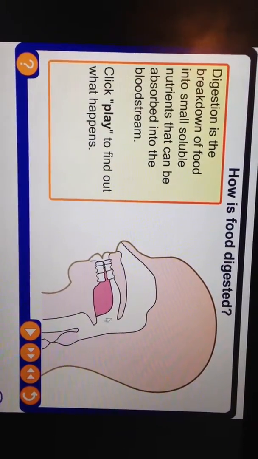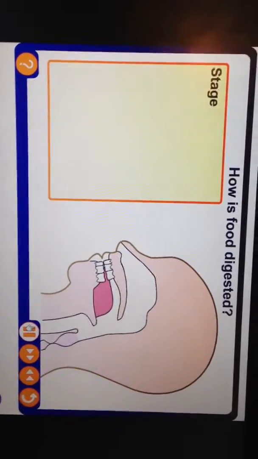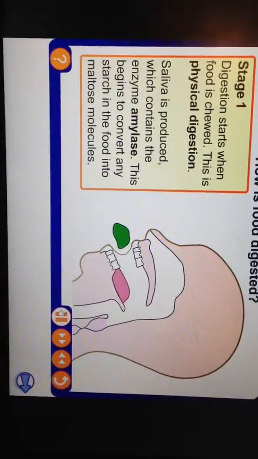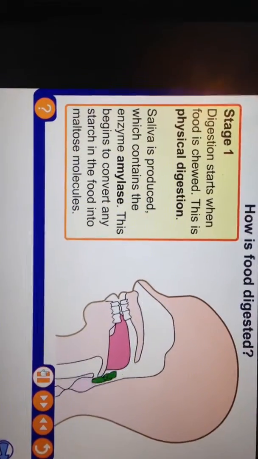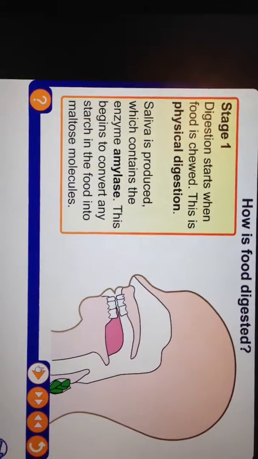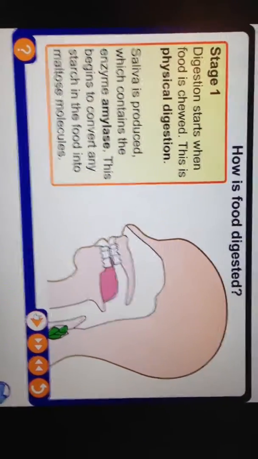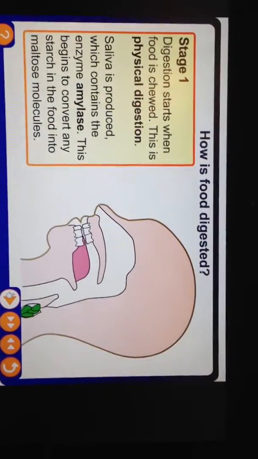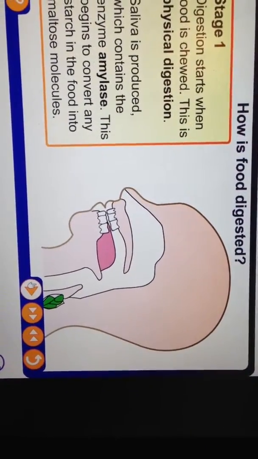So let's have a look at digestion. So it starts in the mouth, I said earlier. Food is broken down in two ways. There's mechanical digestion, which is things like the grinding of the teeth and the stomach churning up the food. And then you've got chemical digestion, which is where the enzymes are important, the role the enzymes play in breaking down the food.